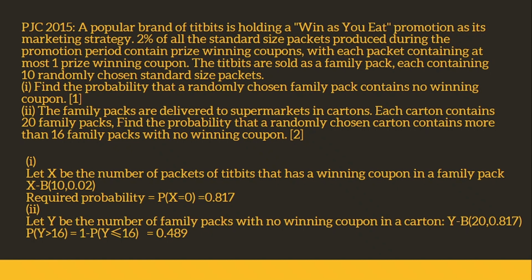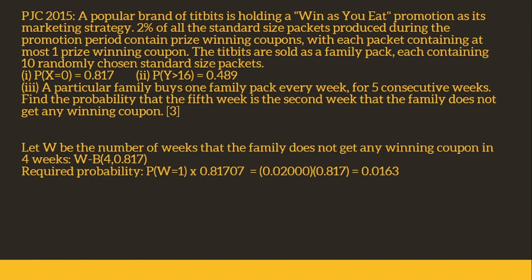Then we create our new variable for part 2. Let Y be the number of family packs with no winning coupon. We already found the probability that a family pack has no winning coupon, in that case it's 0.817. So that's our probability, and I have a sample size of 20. If I want to find the probability that we have more than 16, we'll do the complement: 1 minus anything that's equal to 16 or less. That's how we get our 0.489.